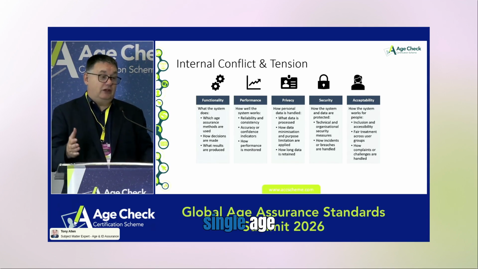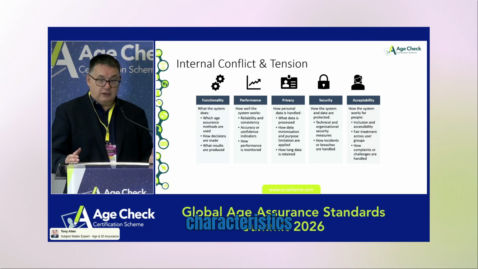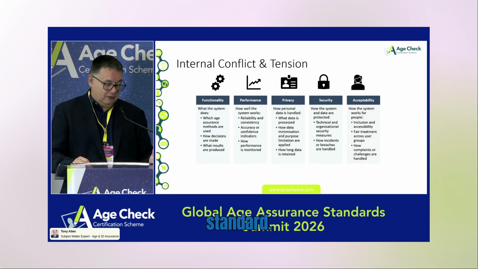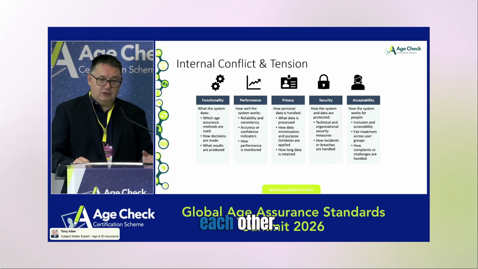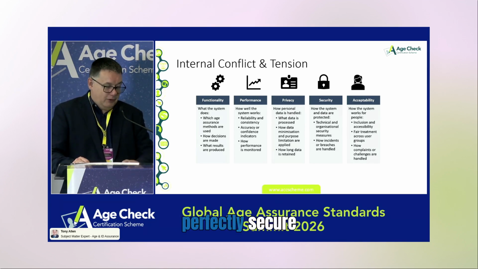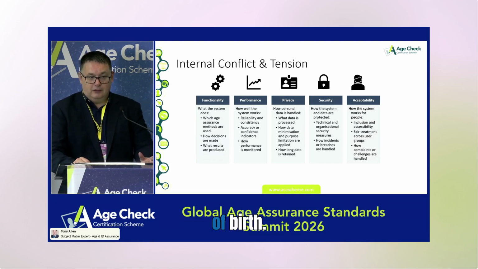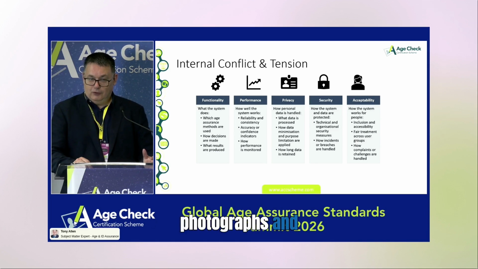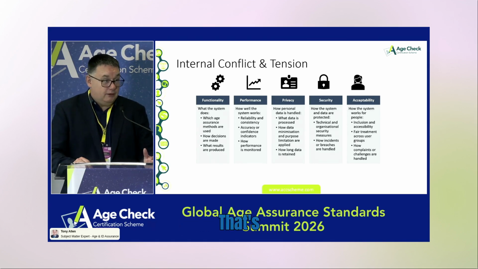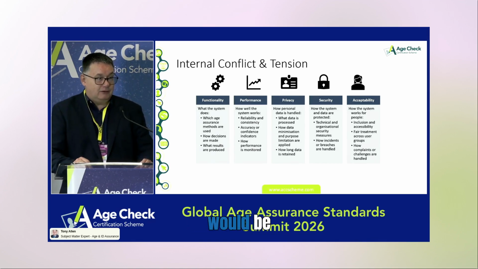That's one example of a single age assurance system and how you think about the 5 core characteristics that are set out in the international standard. But they're all in tension with each other. So you can have a perfectly secure system which absolutely nails down who this person is and their exact date of birth, with evidence from the midwife and photographs and videos. You can do all that. That's absolutely fine. If you want to set a system that does that, it'll be perfectly secure. It won't be very privacy preserving because the amount of data you'd have to collect for that would be enormous.